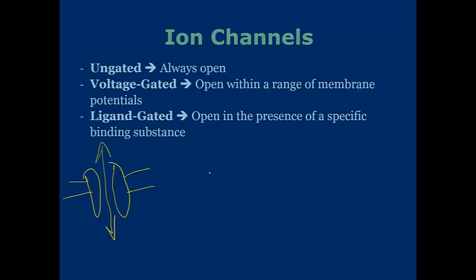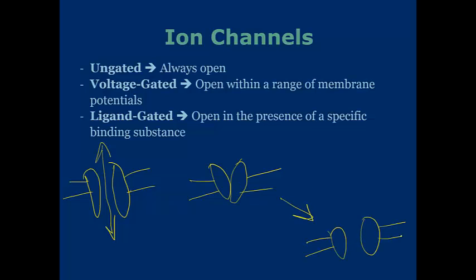Ligand-gated and voltage-gated have different mechanisms, so they'll actually remain closed until either a membrane potential hits it with respect to voltage-gated or a ligand binds to it. When this happens, it'll open up and allow for substrate to move through. Note that these are also substrate specific, so there's only a very select amount of substrate that can go through these. It's not just a completely open channel.